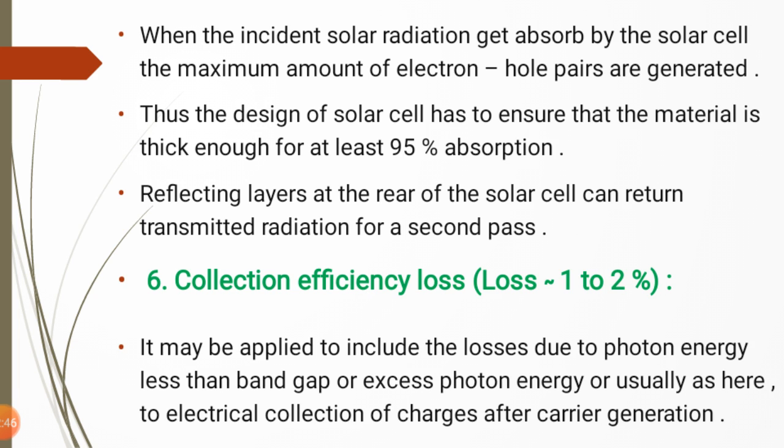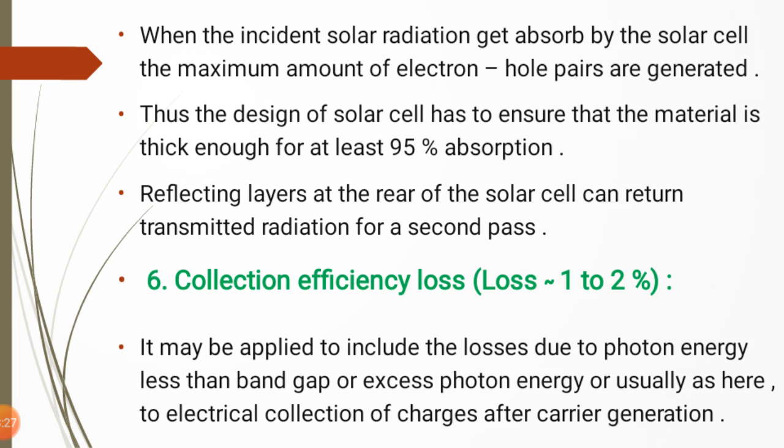the electron hole pair. Thus the design of the solar cell has to ensure that the material is thick enough for at least 95% absorption. For that photon absorption process, it should be necessary that the material is thick enough for at least 95% absorption. That means the material is constructed in such a way that it can absorb the maximum amount of photons from the sunlight, so we are able to obtain the maximum current from the solar cell.